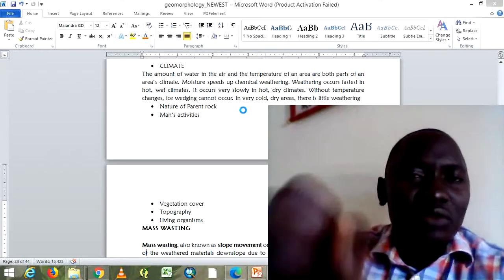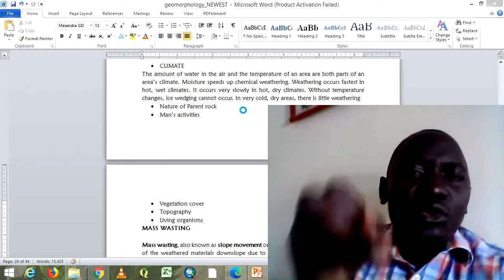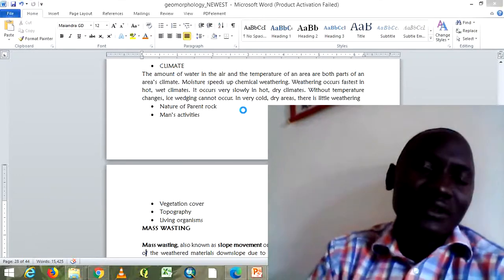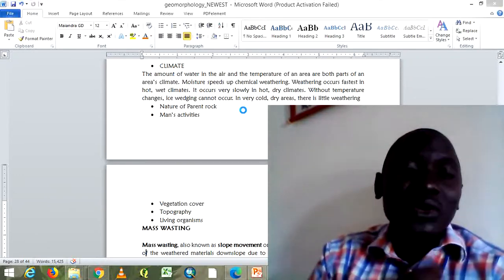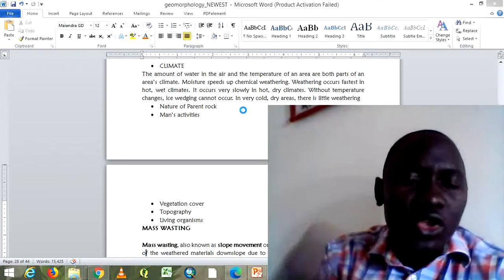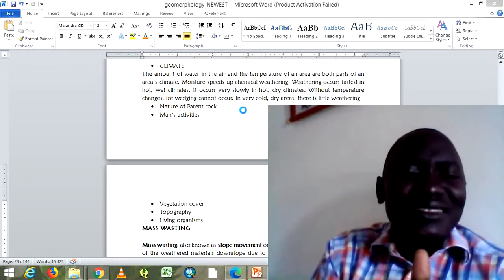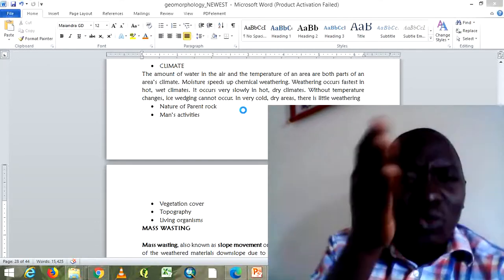Salt is a soluble mineral. So if the minerals are not soluble, then solution weathering isn't going to be a success. We talk about the nature, the jointedness of the rock. This disintegration utilizes the existing joints, those cracks.